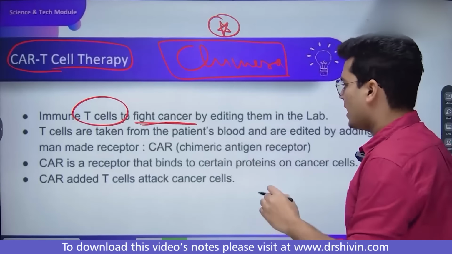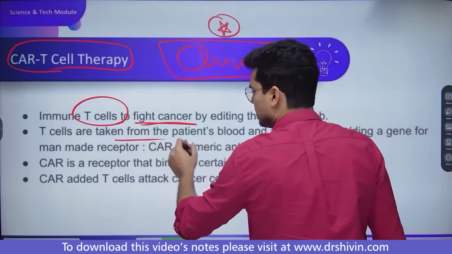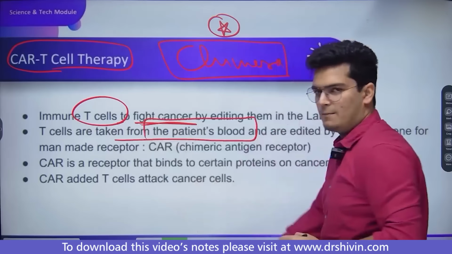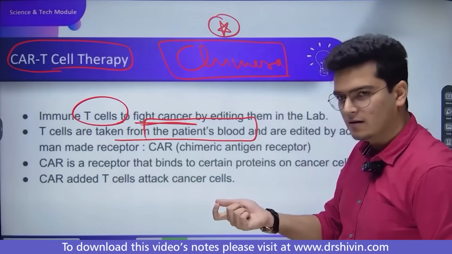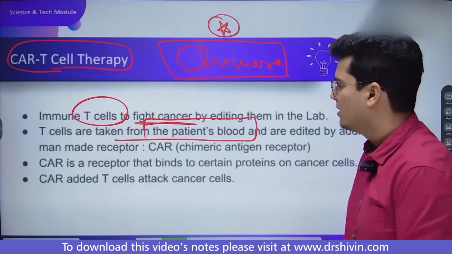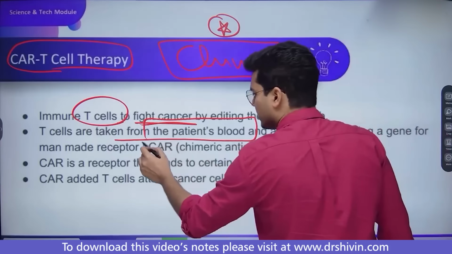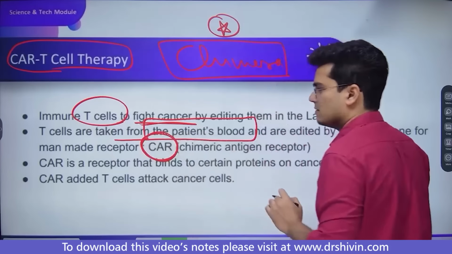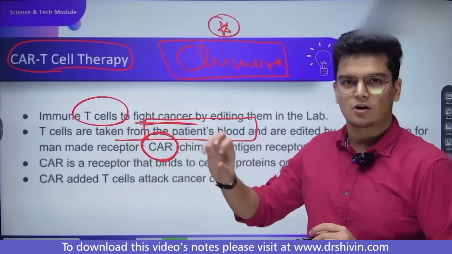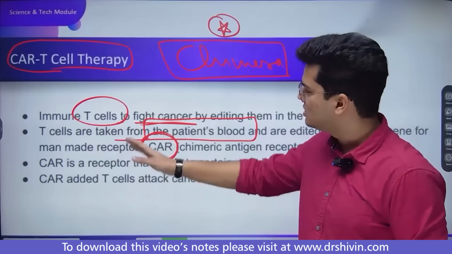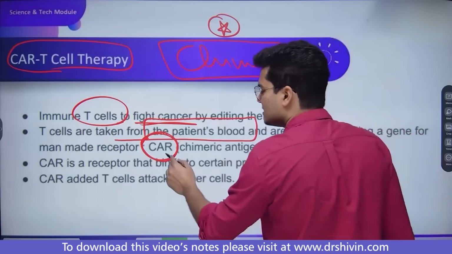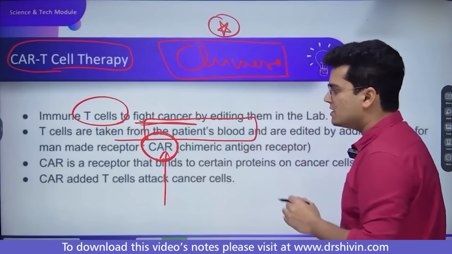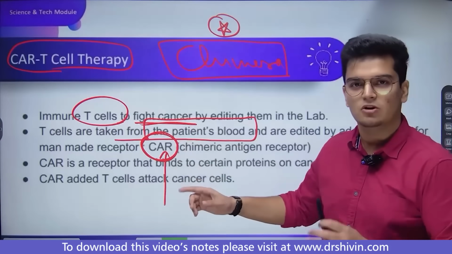What am I doing? I am taking T cells from the patient's blood. I have taken the T cells out of the blood. Now I have added a gene which was normally not there. In normal human T cells, this gene is not there, but I have added a new gene called chimeric antigen receptor gene. What does this chimeric antigen receptor gene do?